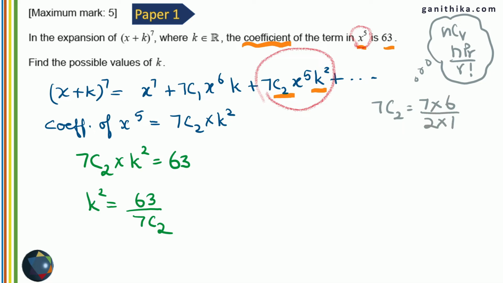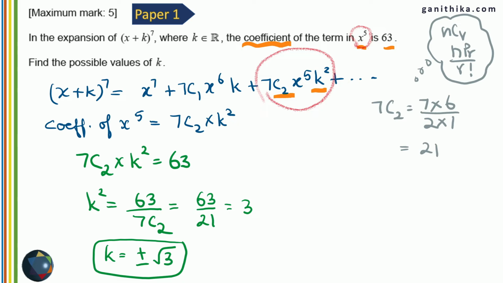As we did before, 7C2 is 7 times 6 divided by 2 times 1. Simplifying this, you will get 7C2 is equal to 21. Substituting that 21 in this place, therefore 63 over 21, which is 3, is going to be k square. Therefore, k is plus or minus square root of 3.